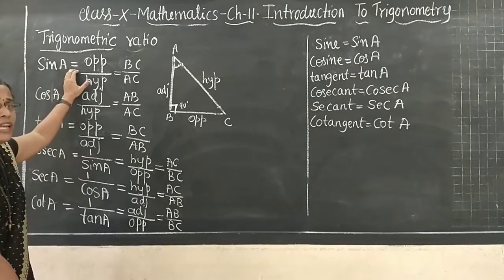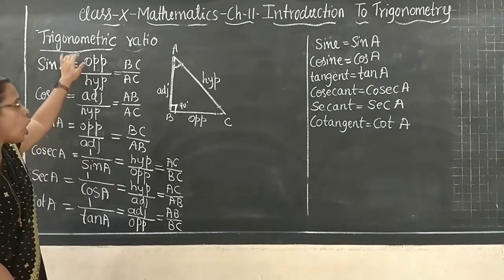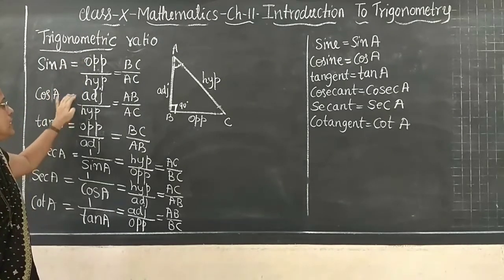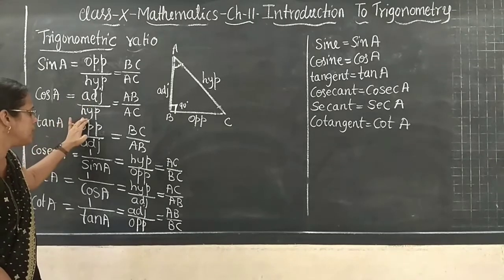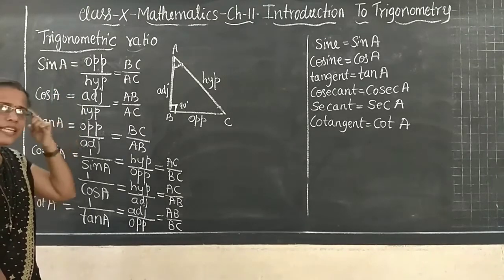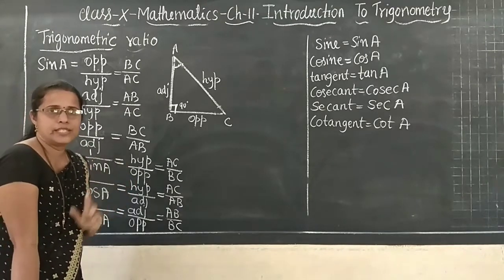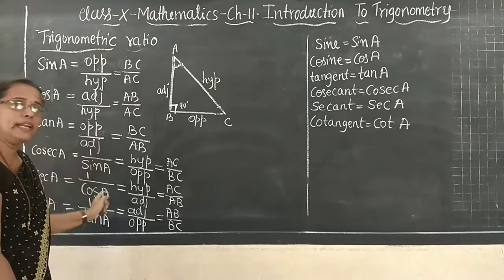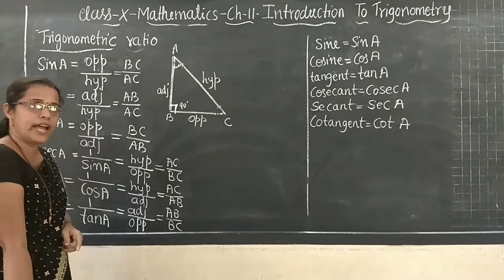So say everybody, sin A is equal to opposite by hypotenuse. Cos A means adjacent by hypotenuse. Tan means opposite by adjacent. Just a trick is enough, children. Is it okay? No need of by-hearting everything. These three things you have to by heart. The remaining things you can write yourself.